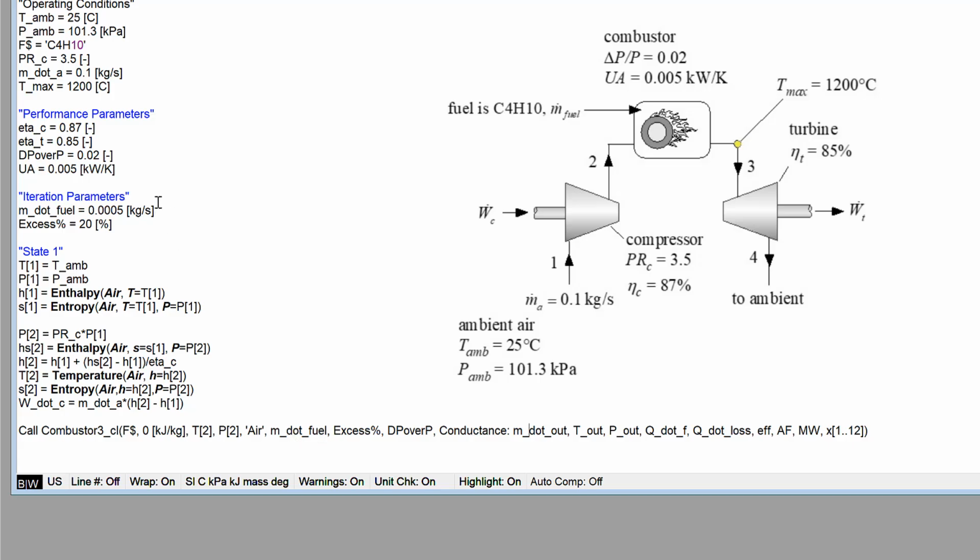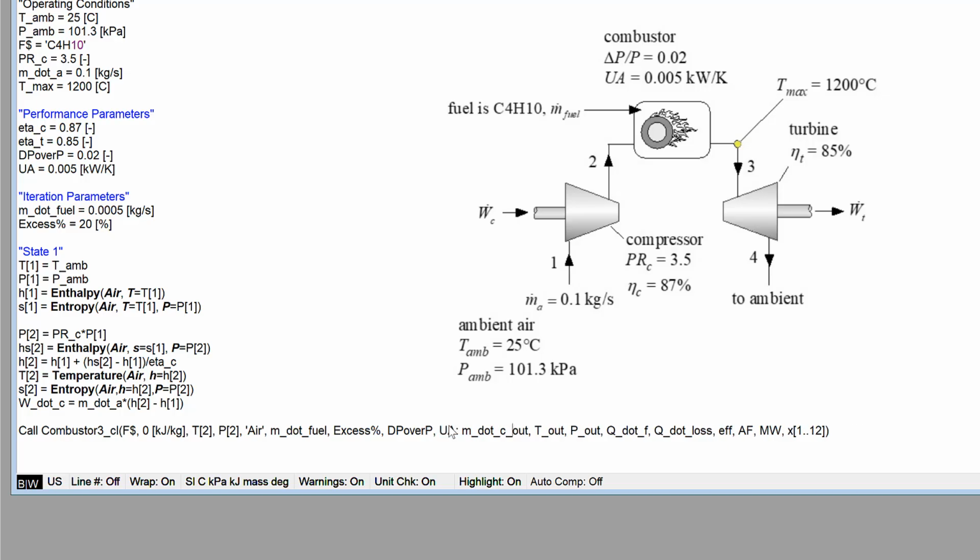But for now, let's just put in my iteration parameter. I've already set the excess air to 20%. Eventually I will have to adjust this so that the temperature leaving the combustor is consistent with my required 1200 degrees Celsius, but for now we'll leave that. And then we have the pressure drop, which is 2%. We have the conductance, which I called UA, and it's going to give me a bunch of output parameters.